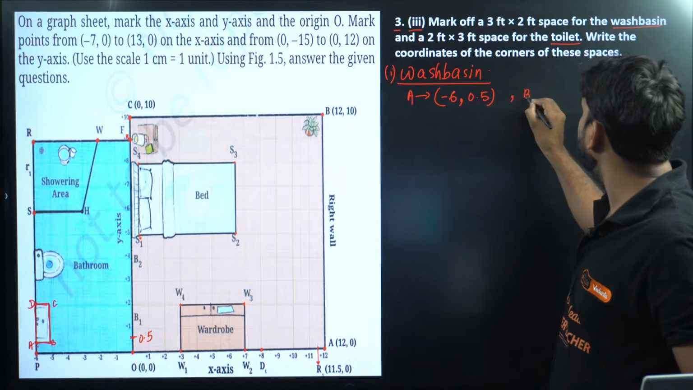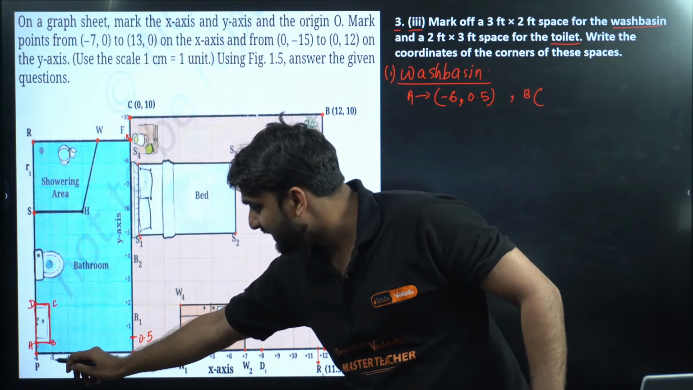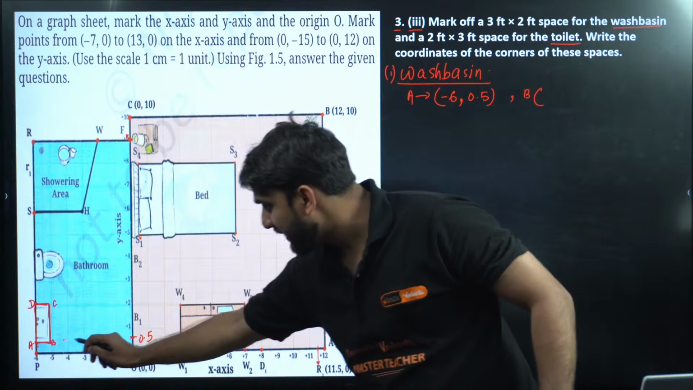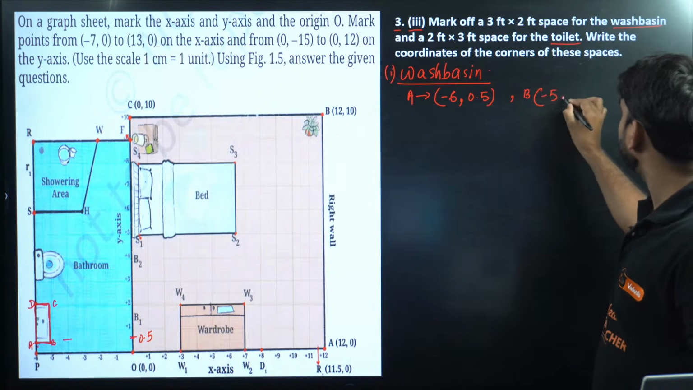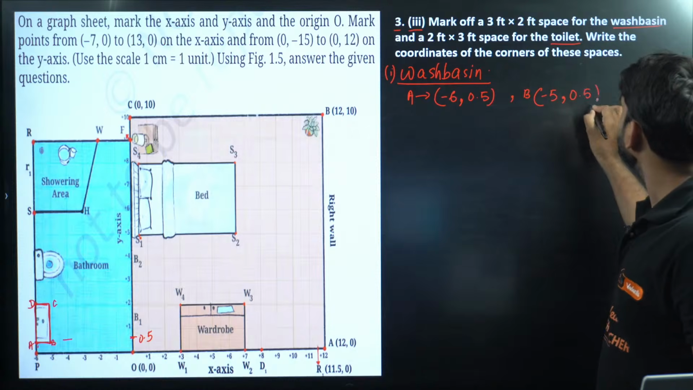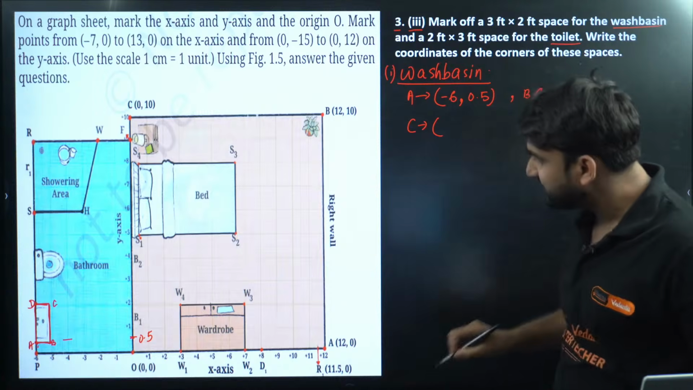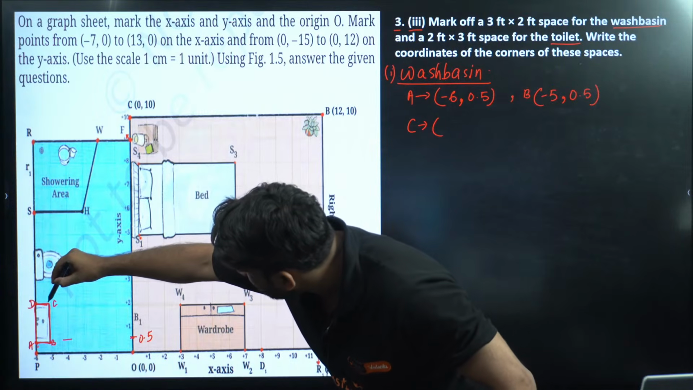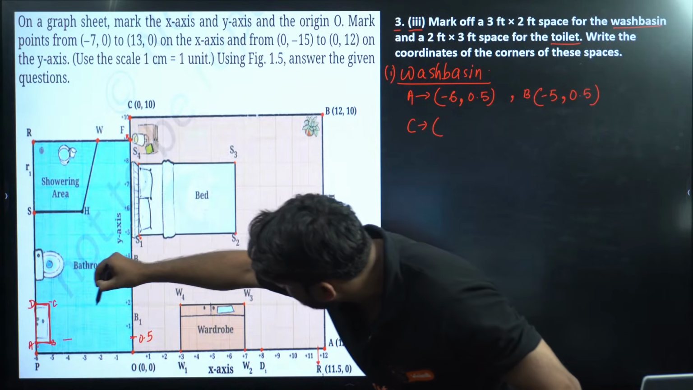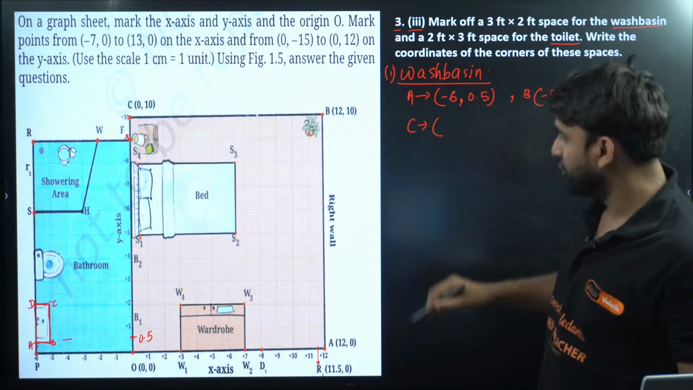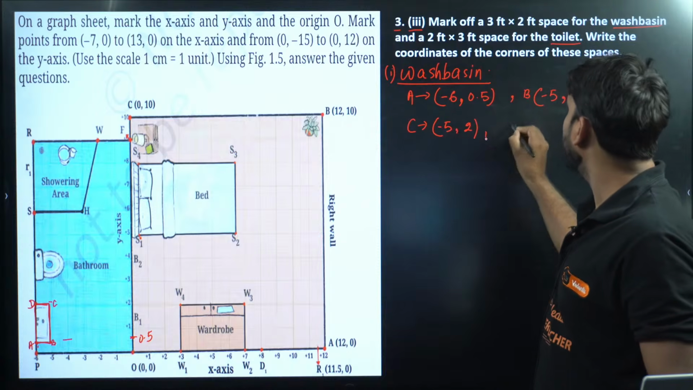The B coordinate will be, here x will be -5, and the y coordinate will remain the same as it is. So this will be -5, 0.5. If I talk about the C coordinate, where is C? This is C, and for this C point, the x coordinate will be -5, and the y coordinate will be here, this 2. So -5, 2.